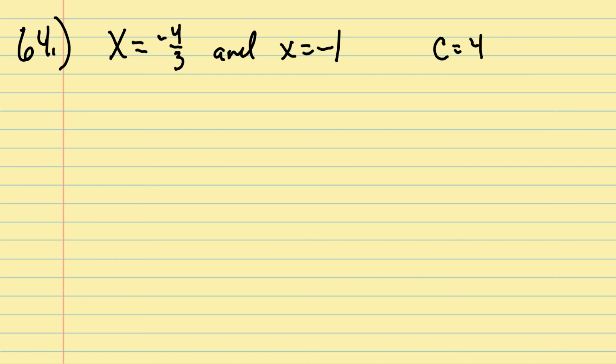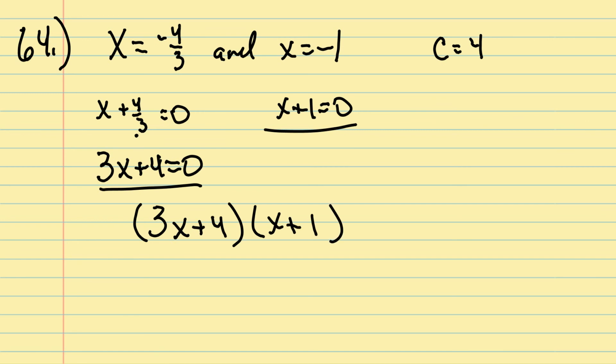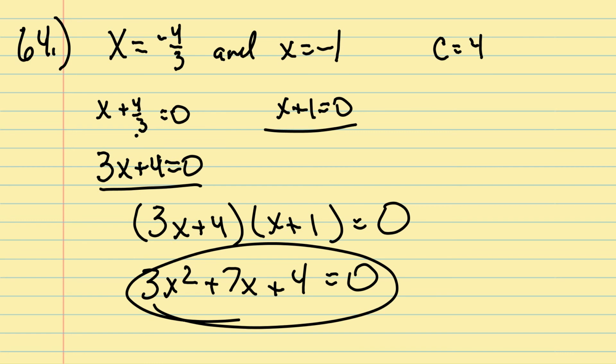So I'm going to work backwards. I'm going to add 4/3 to both sides and make x plus 4/3 equals 0, and make x plus 1 equals 0. Now I don't like this fraction here, so I'm going to multiply everything by 3 to get 3x plus 4 equals 0. Now I have two things without fractions equal to 0, so I'm going to put them together. Now I'm going to FOIL. I get 3x squared. The outside is 3x, the inside is 4x, so I get plus 7x plus 4 equals 0. This is in proper form, and c equals 4. It does. So that's it for 64.